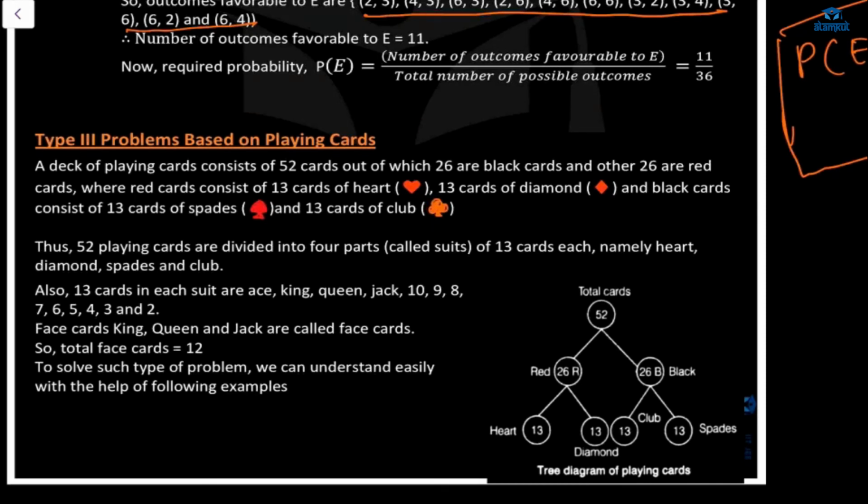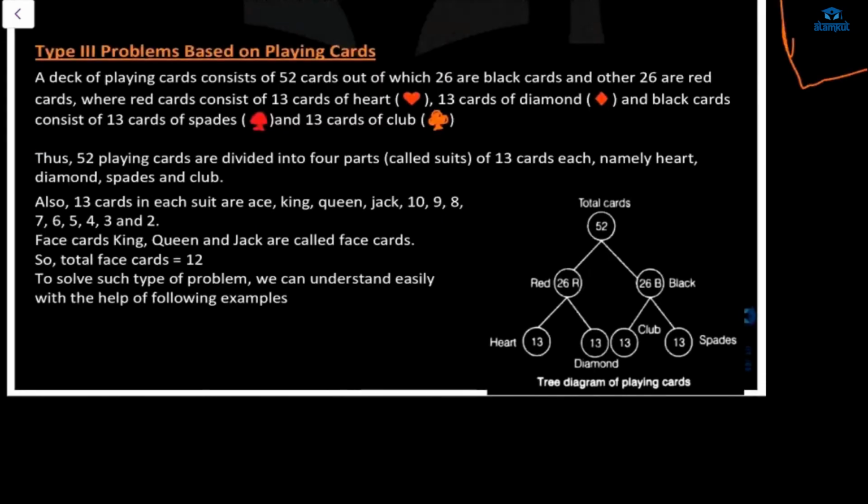Safia, do you know about cards? Yes, ma'am. Do we know how many cards there are in total? In total, there are 52. Yes, so there are 52 cards, and these 52 cards are divided into 4 suits. Every suit contains 13 cards.